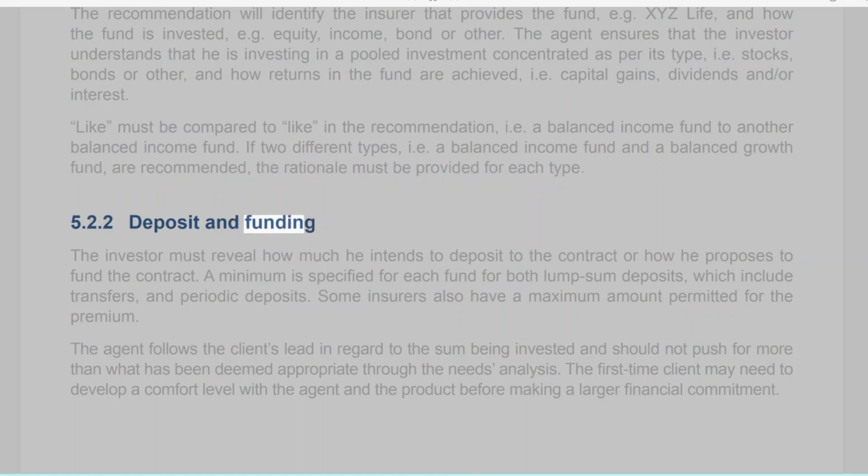5.2.2 Deposit and funding. The investor must reveal how much he intends to deposit to the contract or how he proposes to fund the contract. A minimum is specified for each fund for both lump sum deposits, which include transfers, and periodic deposits. Some insurers also have a maximum amount permitted for the premium. The agent follows the client's lead in regard to the sum being invested and should not push for more than what has been deemed appropriate through the needs analysis. The first-time client may need to develop a comfort level with the agent and the product before making a larger financial commitment.